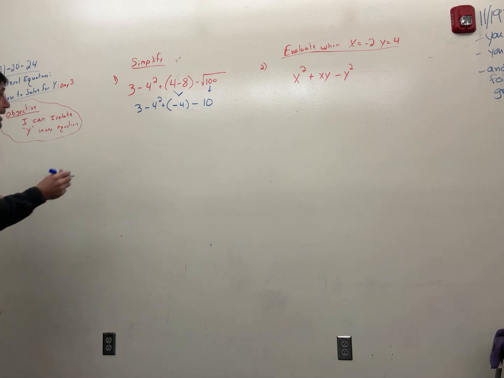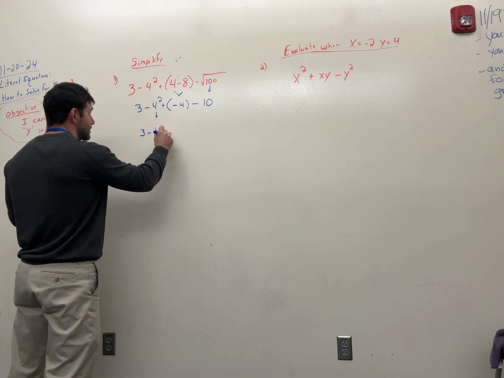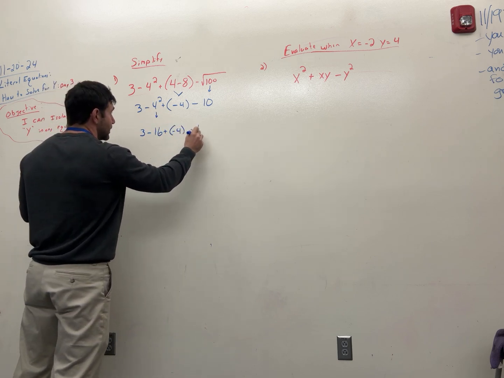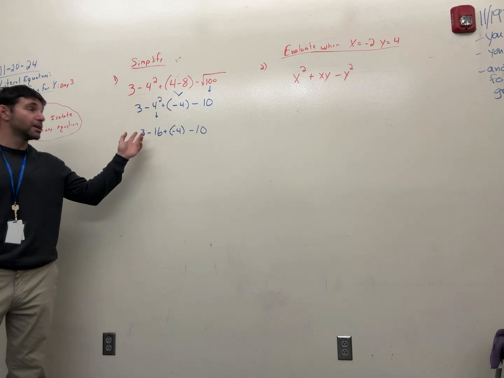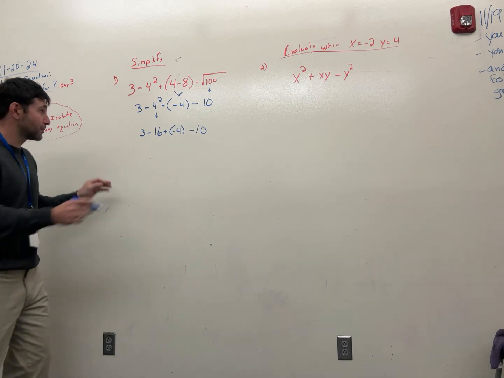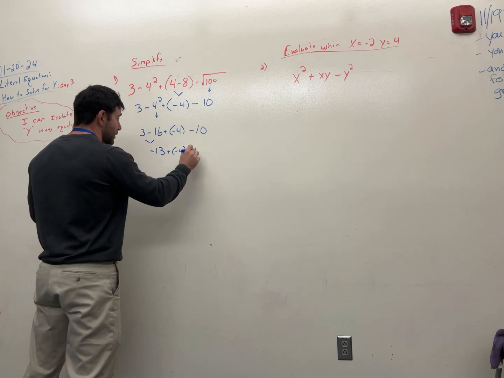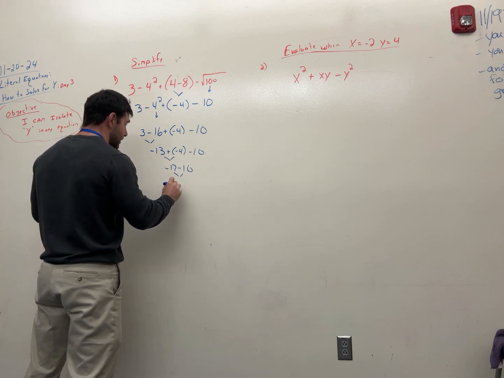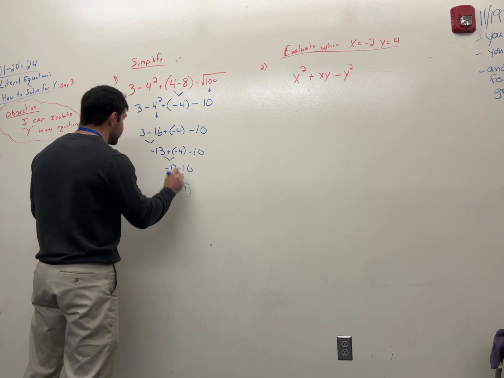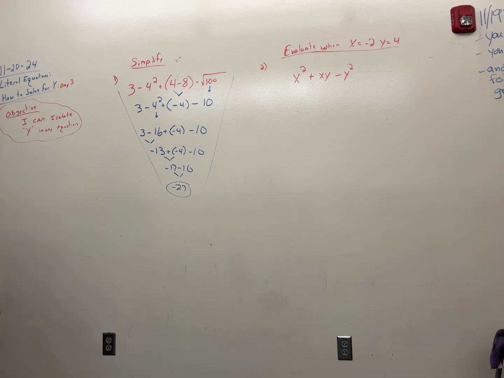Okay, now we do exponents. So now I have 3 minus 16 plus a -4 minus 10. Addition and subtraction are our last steps. We go from left to right. We don't do addition and then the subtraction. We go from left to right. So 3 minus 16 is -13 plus -4 minus 10. -13 plus -4 is -17 minus 10, which is -27. And remember, when we do these, it should look like a tornado.